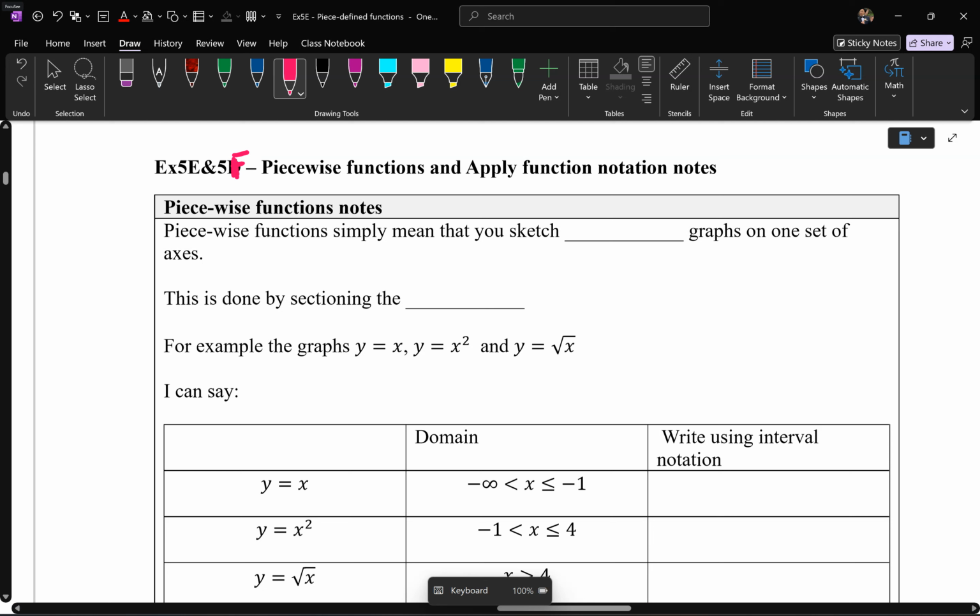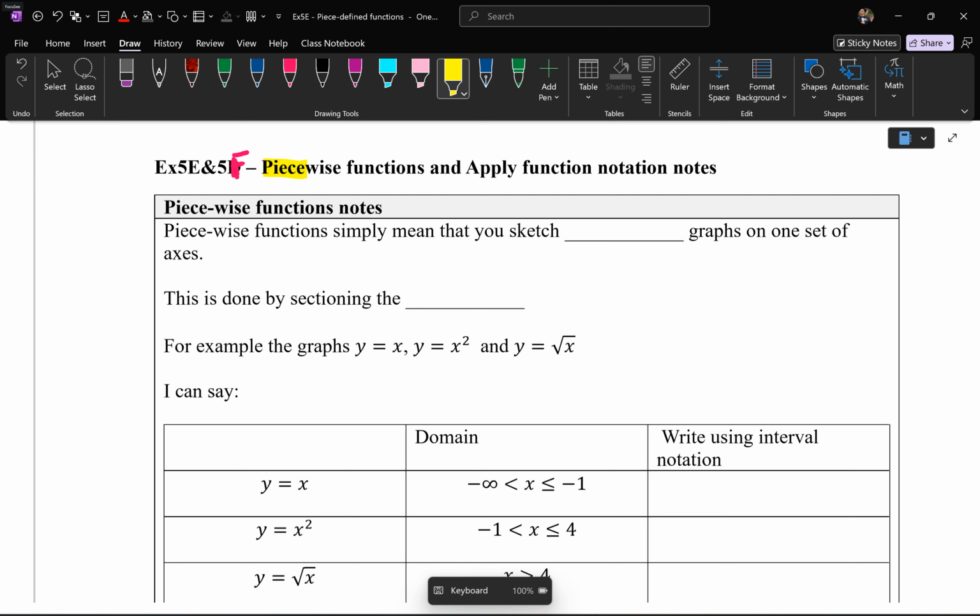Exercise 5E, it's called piecewise functions. In the past, it was called hybrid functions because you can have multiple graphs in it. All it is that piecewise functions simply mean that you sketch, and fill this in, multiple graphs on one set of axes.